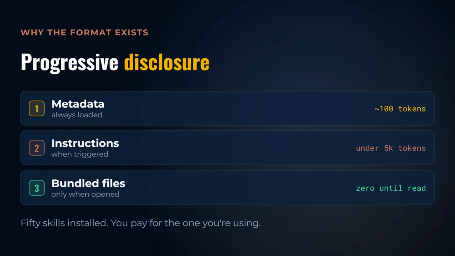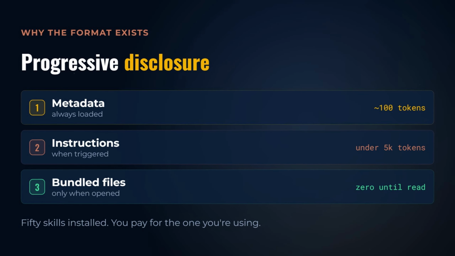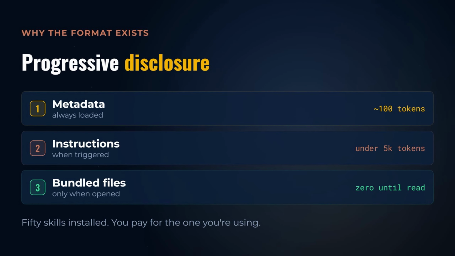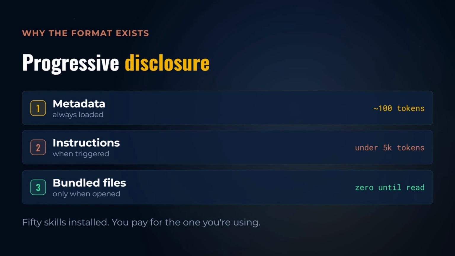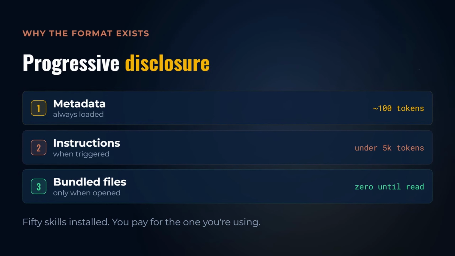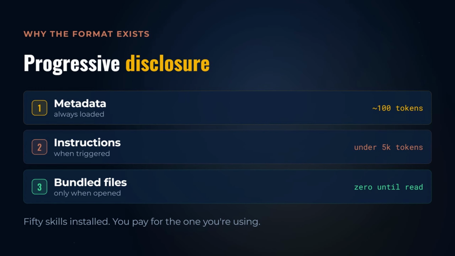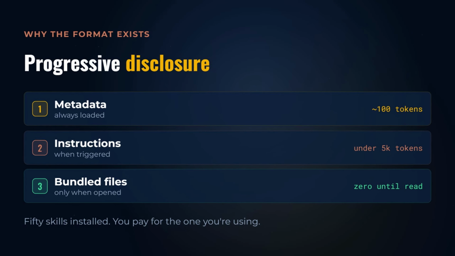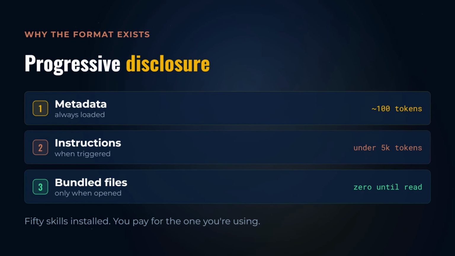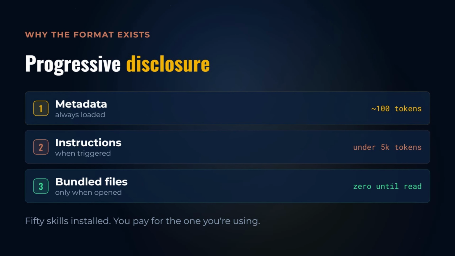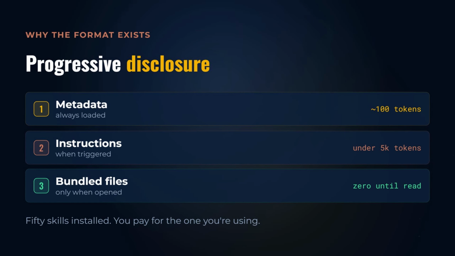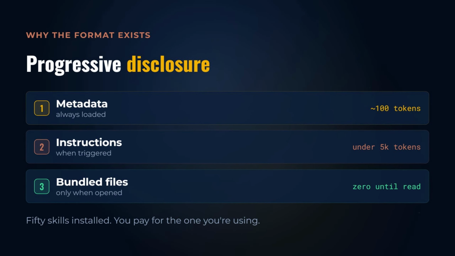Stage 2 is the body of your skill file. That only loads when the skill actually gets triggered. Stage 3 is any extra file you've bundled alongside it. Those cost you absolutely nothing until Claude decides to open one. That's why you can have 50 skills installed and pay almost nothing for the 49 you're not using. Anthropic calls this progressive disclosure. Once you understand it, every rule that follows stops feeling arbitrary.